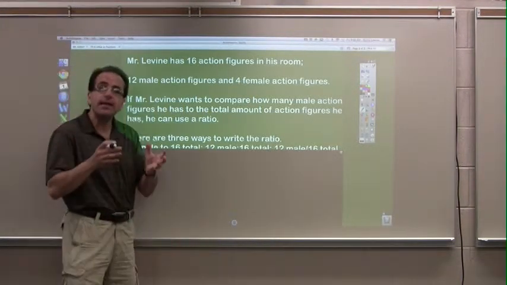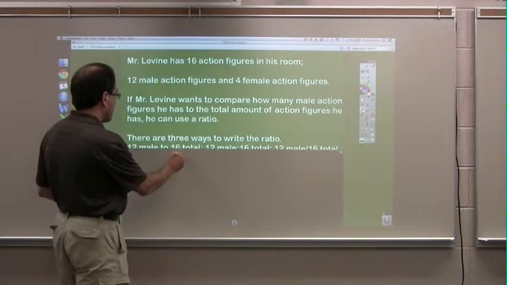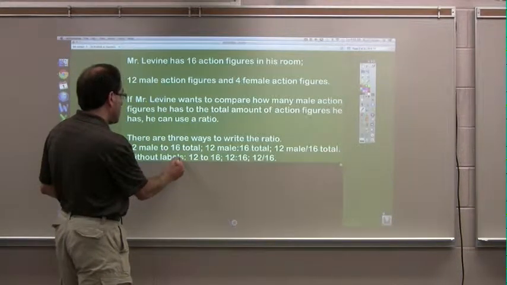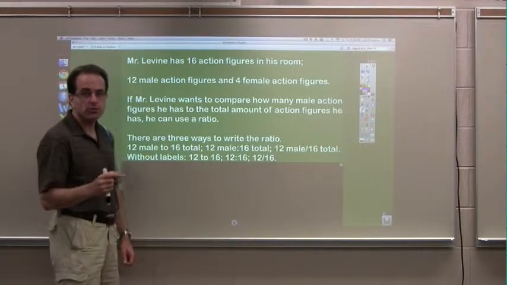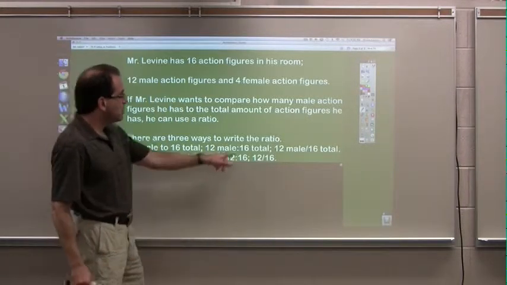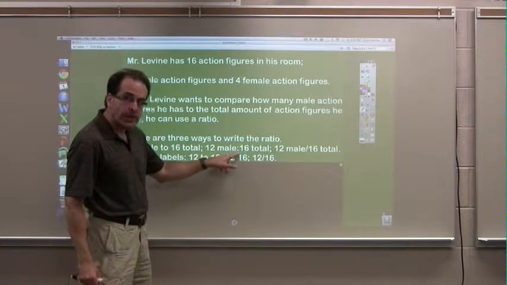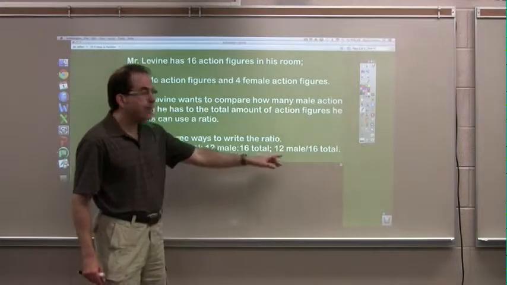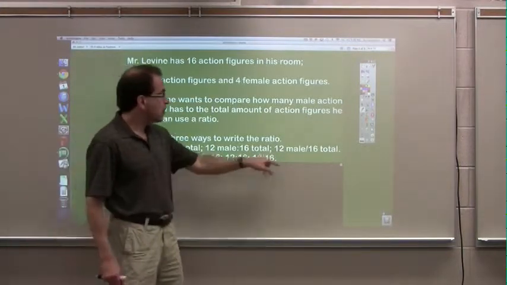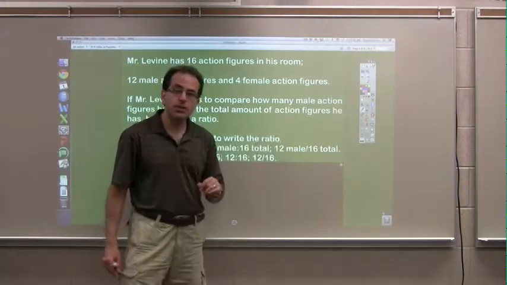And there's 3 ways to write a ratio. I can do it in words, 12 male to 16 total. I can do it with a colon in the middle, 12 male to 16 total. I can do it in fraction form, 12 male over 16 total.